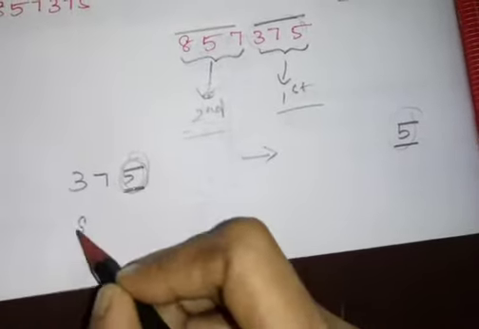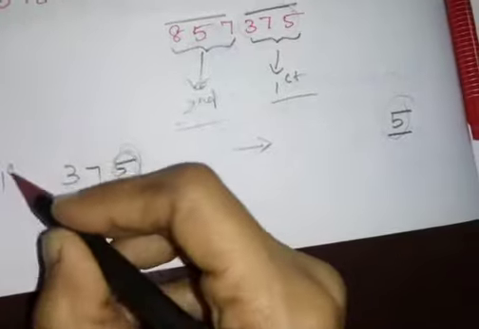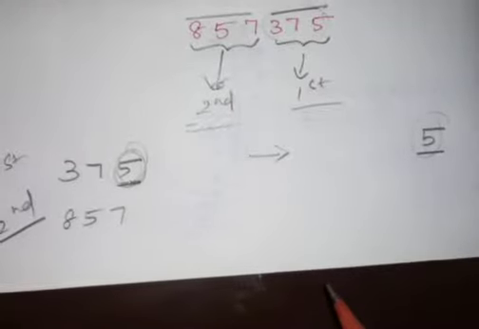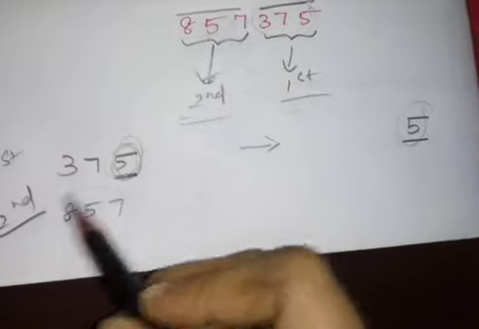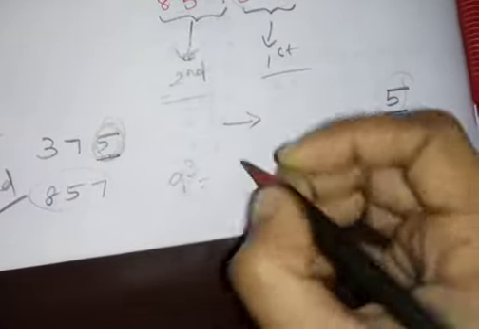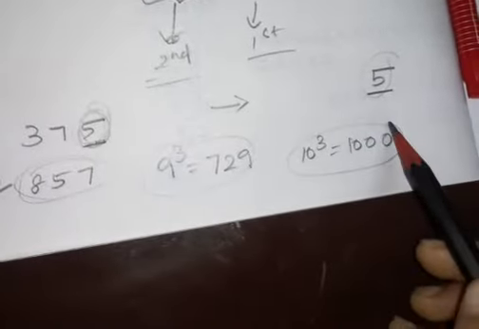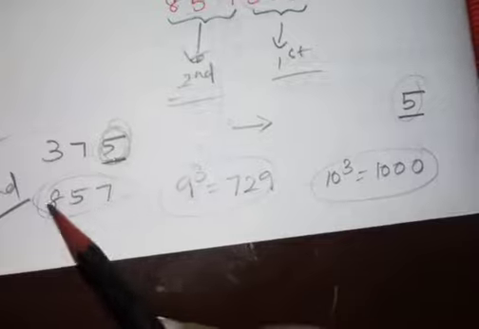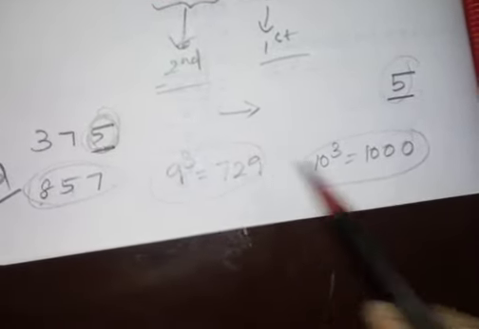Okay, next 857. Next group is what? This is your first group. This is your second group. In the second group, 857 is given. So this 857 lies between what and what? This 9 cube, what is the answer, children? You have in the tabular column 729. 10 cube, what is the answer? 1000. So this 857 lies between 9 cube and 10 cube, right? So we have confirmed like that, okay? This 857 lies between 9 cube and 10 cube because it is between 729 and 1000, correct?